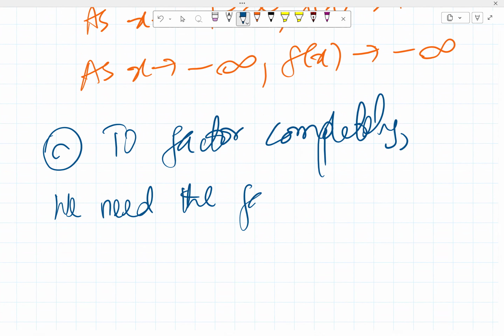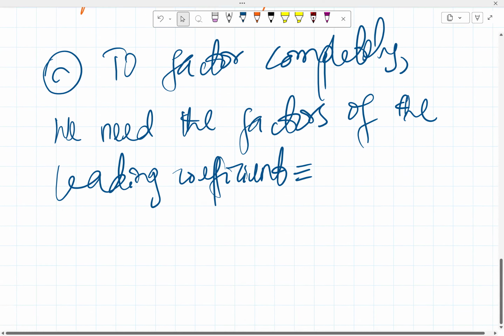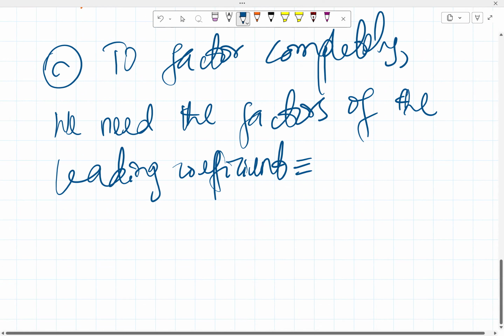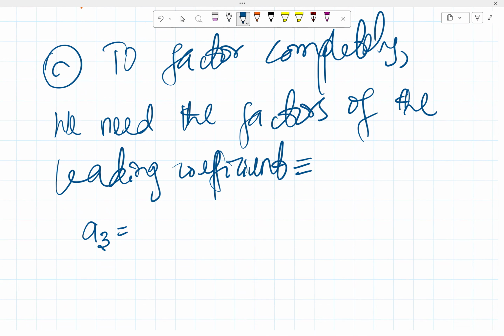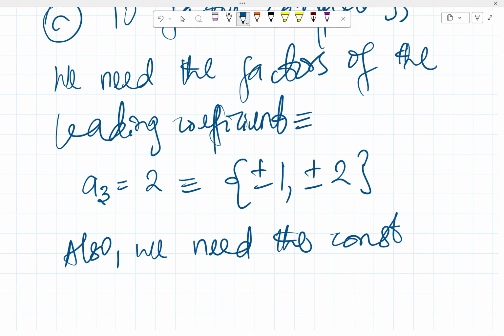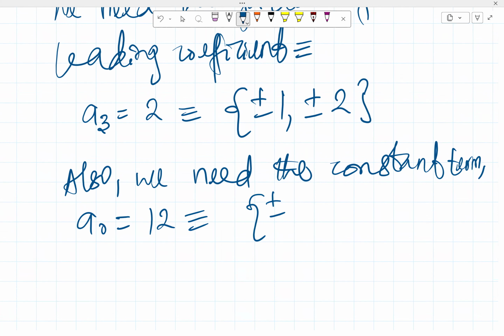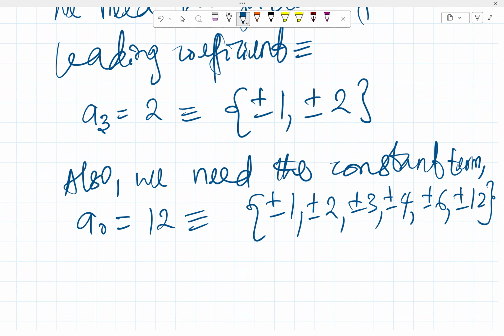We need the factors of the leading coefficient. The leading coefficient is 2. Let's call that A3, the coefficient of x raised to power 3. That's A3, and that is 2 here. So the factors are plus or minus 1 and plus or minus 2. Then also we need the constant term, which we can call A naught. A naught now is 12, right? So the factors of 12 will be plus or minus 1, 2, 3, 4, 6, and 12. These are the factors.